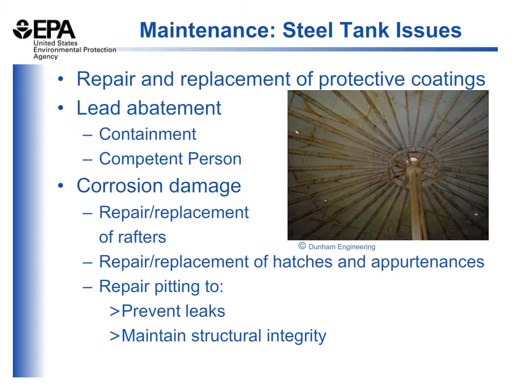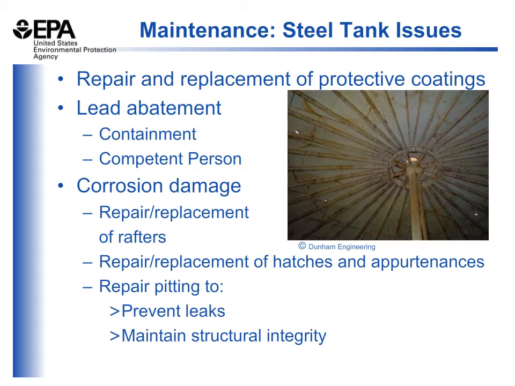Some of the steel tank issues you'll encounter are very similar to those encountered with steel pipes. In the photo on the slide, you can see that the roof of the tank corroded enough that there are holes and you can actually see daylight through the holes. This is probably an example of a tank where the repair and replacement of protective coatings hasn't occurred as frequently as it should. And again, in these tanks, you should consider the potential that lead paint was used in the past as a coating, and if so, you should hire a competent person who is licensed to remove and dispose of lead paint.